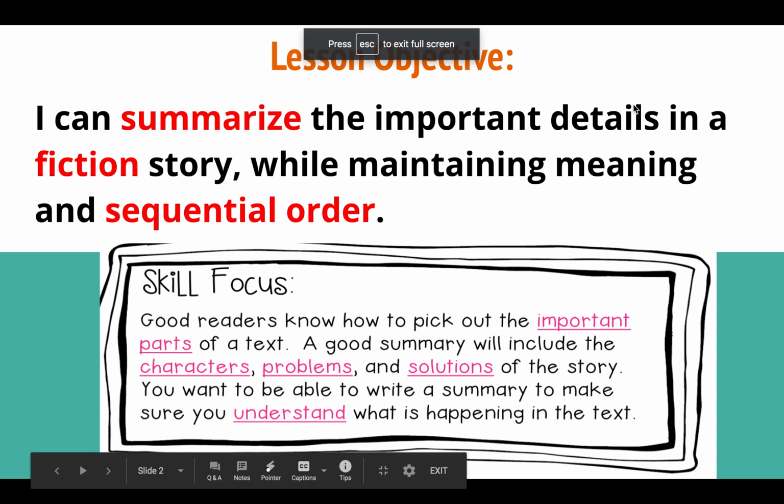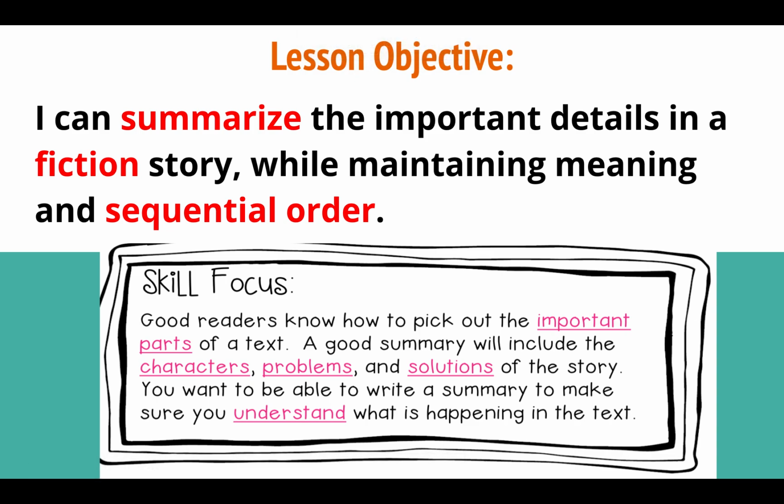Your objective for this lesson is I can summarize the important details in a fiction story while maintaining meaning and sequential order. And also, good readers know how to pick out the important parts of a text. A good summary will include the characters, problems, and solutions of the story. You want to be able to write a summary to make sure you understand what is happening in the text.